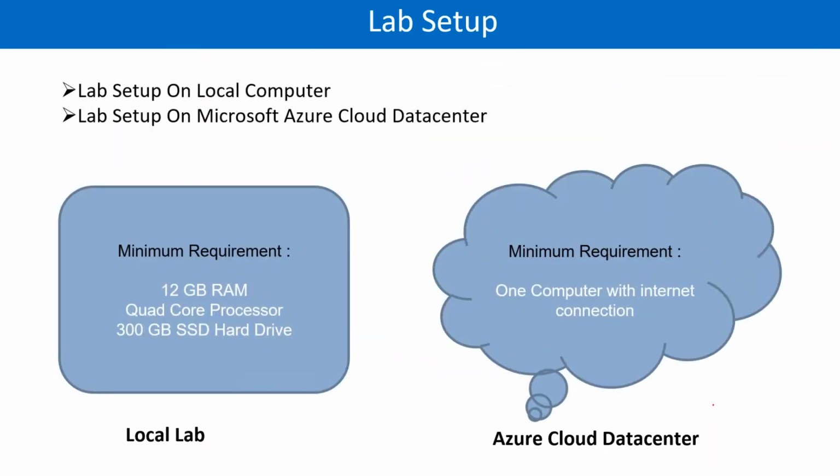Now, lab setup. My training is completely practical, so I want everyone to set up their own lab. If you would like to set up your lab on your laptop or desktop, then you need this minimum configuration: 12 GB of RAM, a quad core processor, and 300 GB of hard disk space. That's the minimum configuration of your laptop or desktop.